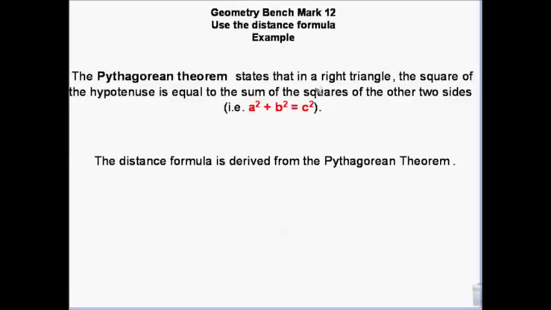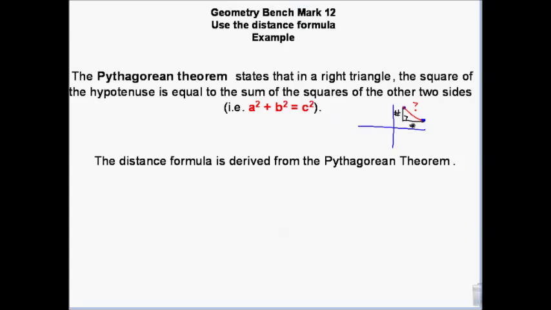The Pythagorean theorem tells us that in a right triangle, the square of the hypotenuse is equal to the sum of the squares of the other two sides. And this is what is used to derive the distance formula, because if we take any 2 points in space and I want to find out this length right here, I can create a right triangle, and these sides are horizontal and vertical, so I can find this number easily, and I can find this number easily, and then I can use the Pythagorean theorem to find the length of the hypotenuse, and that tells me the length between the 2 points.